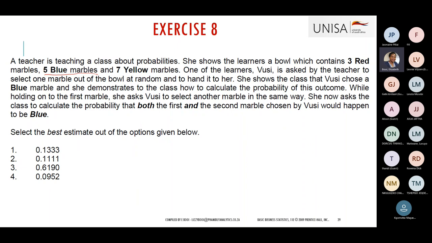Since there are five marbles that are blue, but they select only one, so the first one and the second one, if they already took out one marble, there are no longer five blue marbles in the bowl. They have reduced. But your sample space will always stay. For the first draw, your sample space will be 3 + 5 + 7. That gives you your sample space. The second time you go in and select, because they selected a blue marble, there were five marbles that were blue out of 15.